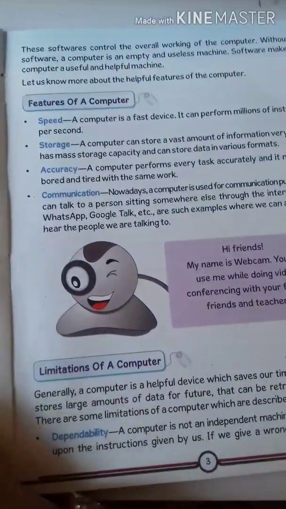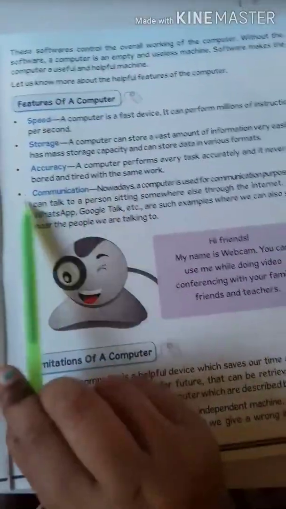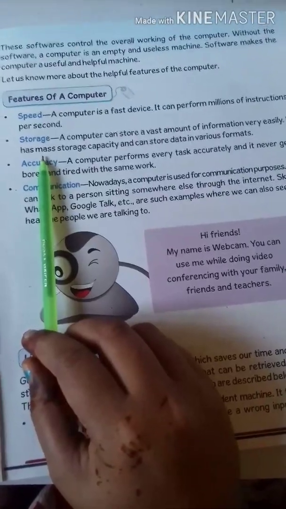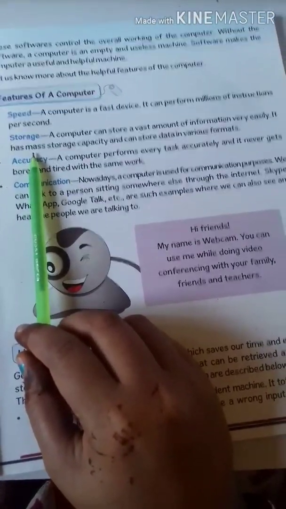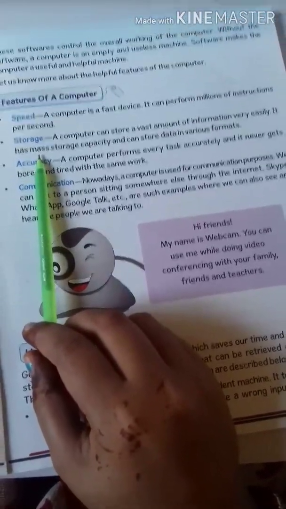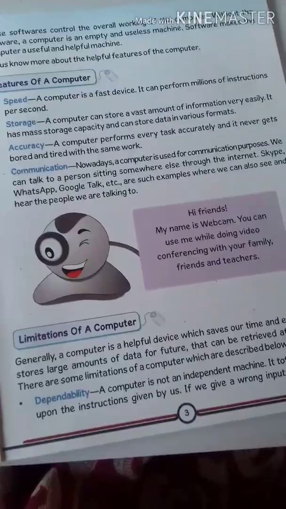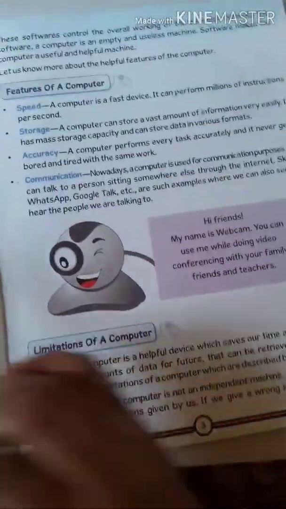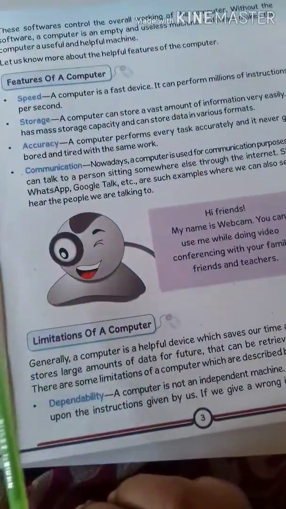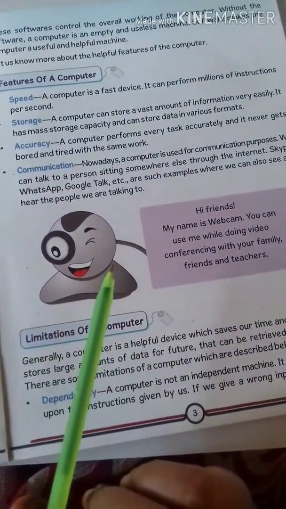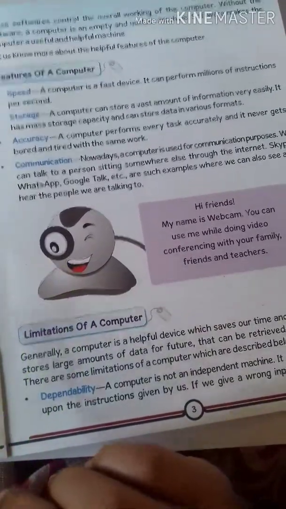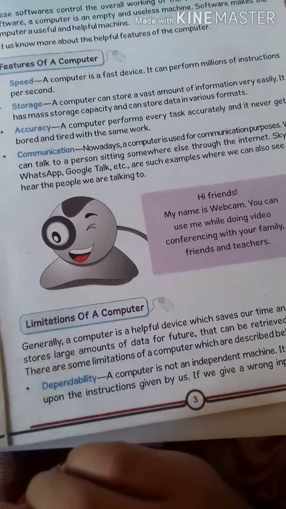Some features are speed, storage, accuracy, and communication. First is speed. With speed, a computer is a very fast device. It can perform millions of instructions per second. Next is storage. A computer can store a vast amount of information very easily. It has storage capacity and can store data.